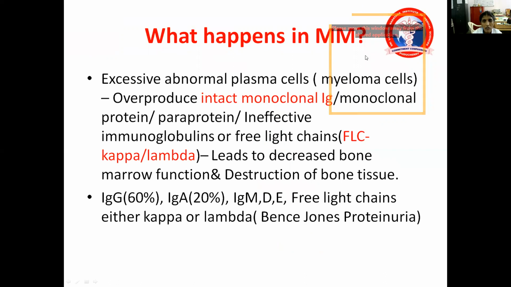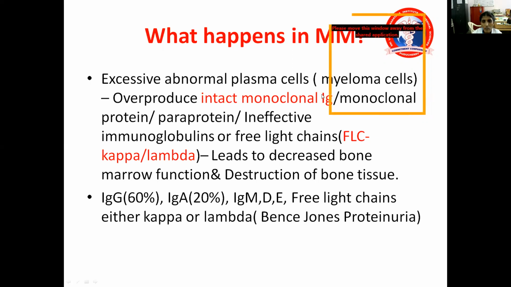So what happens in multiple myeloma? There are excessive abnormal plasma cells, which are labeled as myeloma cells, which are going to overproduce intact monoclonal immunoglobulin or a part of immunoglobulin, that is an immunoglobulin fragment, also called paraproteins, which are actually ineffective immunoglobulins, or it can be just free light chain fragments, which could be either kappa or lambda light chain. What these overproduced immunoglobulins are going to do is cause decreased bone marrow function and also cause destruction of bony tissue. That is why you get lytic lesions in case of multiple myeloma.